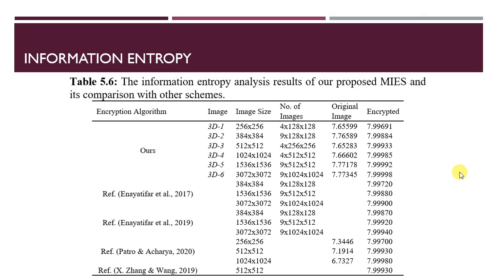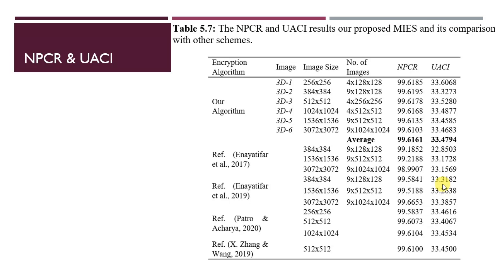Then the information entropy of all results shows that they are far better for both the encrypted images and multiple images than the other encryption schemes. You can see that the obtained values are very close to the desirable value, which is 8. NPCR and UACI values are represented as percentages, 99% and 33%. You can see that our results are far better than the other encryption schemes for NPCR and UACI.